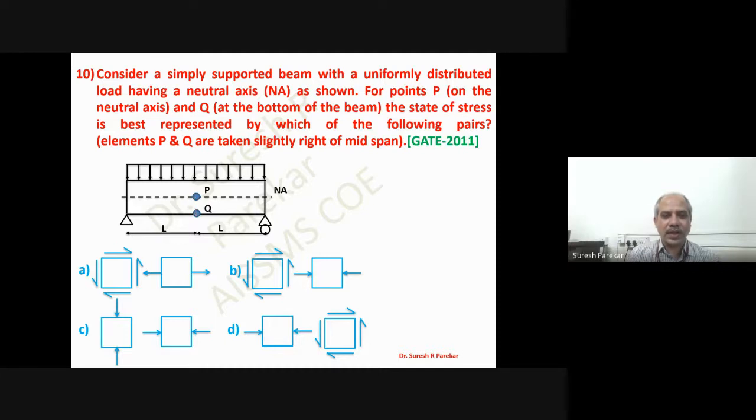Now this you can see. So at top and bottom, we have shear stress 0. So this will be tensile or compressive, but as it is below the neutral axis, it is tensile. So we have option A. So compressive will not be an option. So here, P given as compression is not an option. So we have option A.